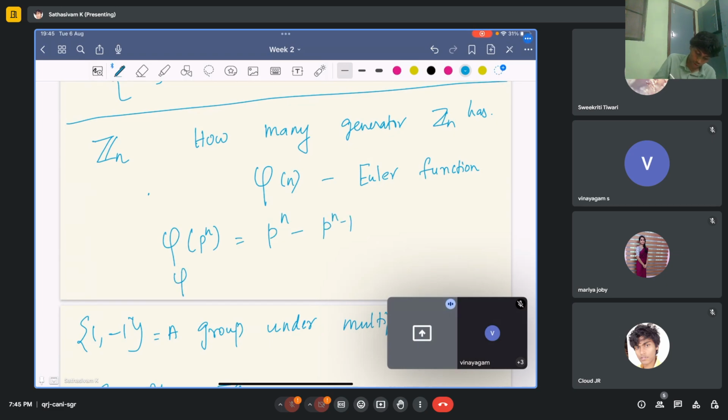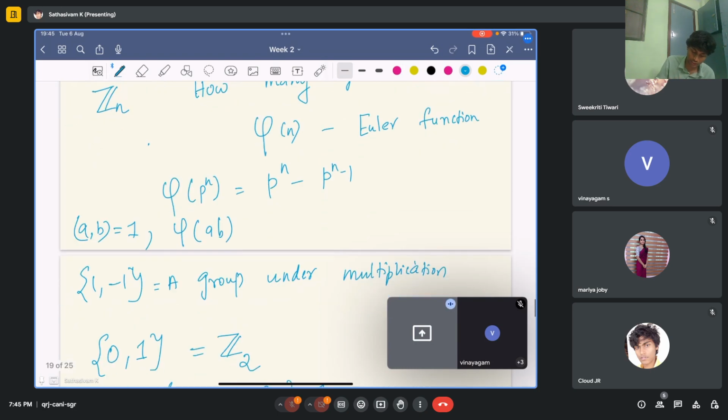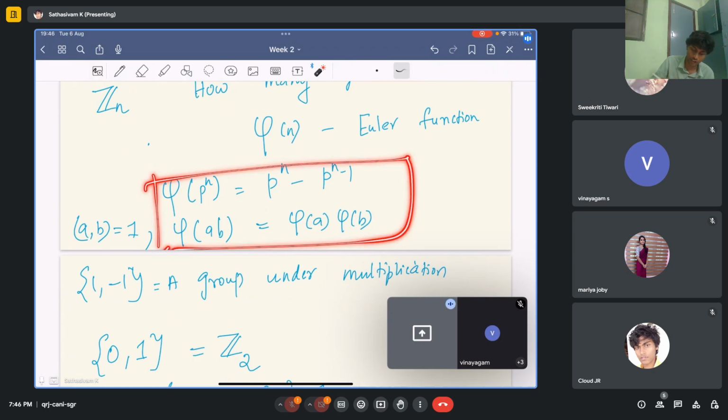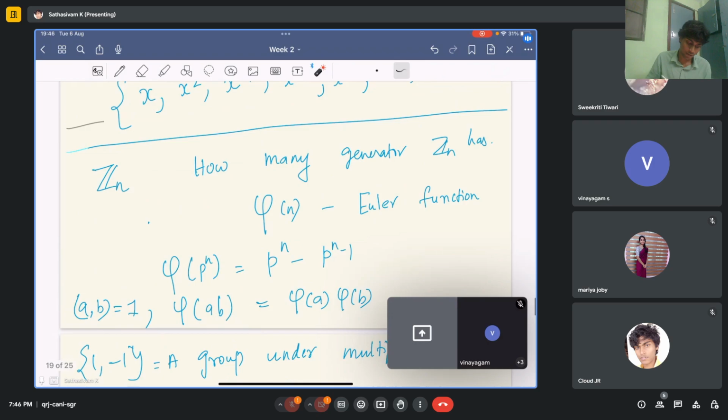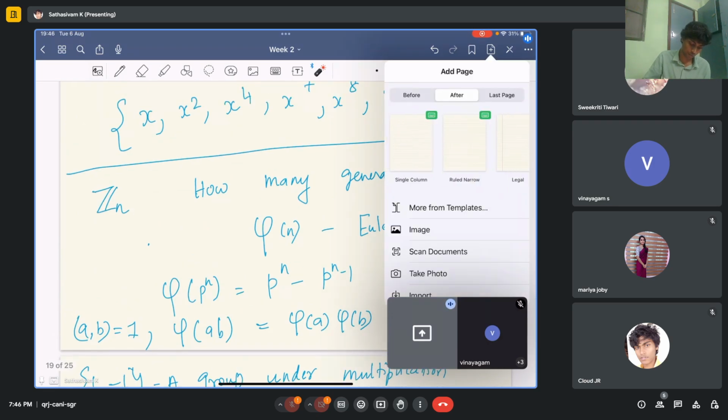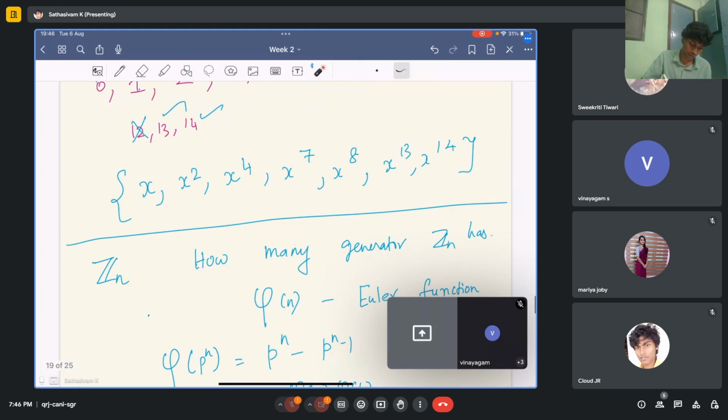And if you have two numbers a and b such that a and b are co-prime, so basically the GCD is 1, then phi of ab is the same as phi of a times phi of b. So this function is multiplicative. So if you have any number with these two properties, you can write this function for any number. Maybe we will just write this for one particular number. Let's say 15.